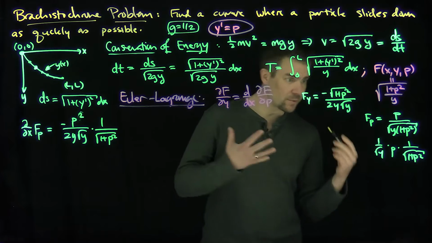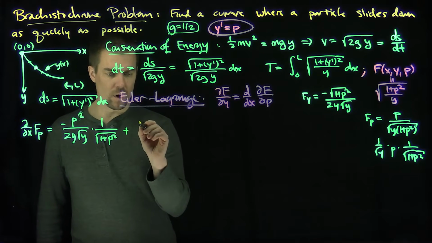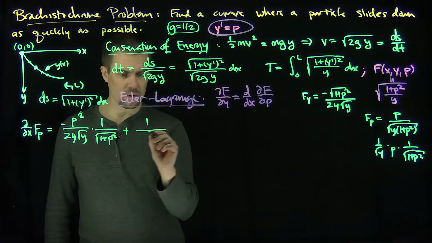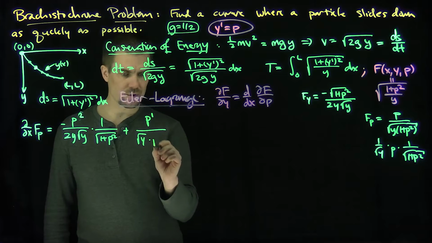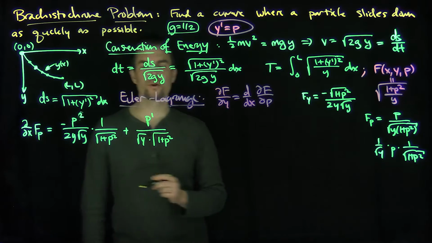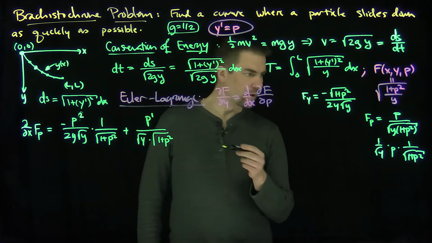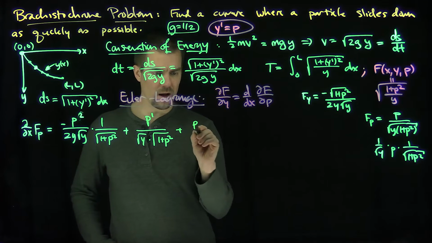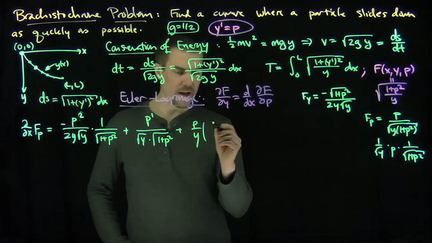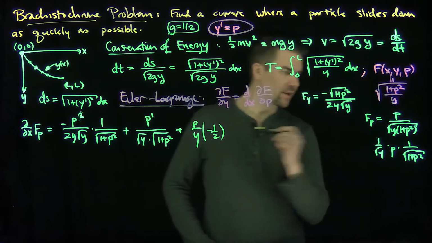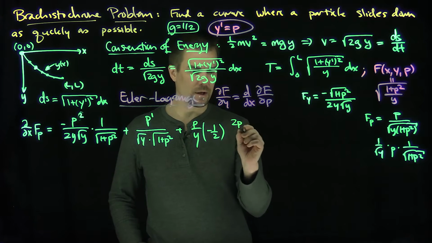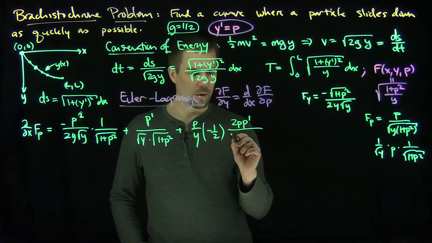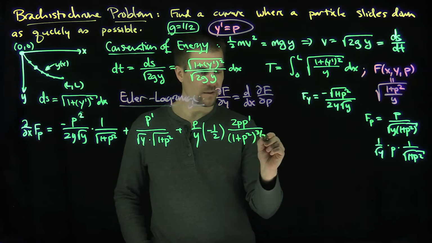The next term of the derivative is easy, it's just p itself, so I'm just going to have a plus p prime over root y, and then times the square root of 1 plus p squared. Good. And then the final term over here is going to be p over root y, and then a negative 1/2. I'm going to have this thing to the 3/2 power in the denominator times the derivative of p squared. The derivative of p squared is what? It's going to be 2p p prime over 1 plus p squared to the power of 3/2 in the denominator.